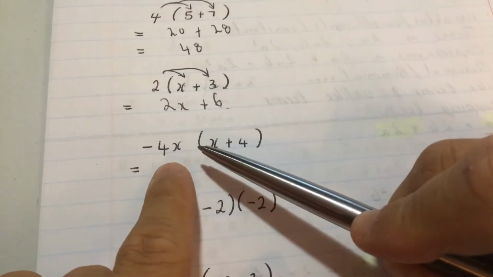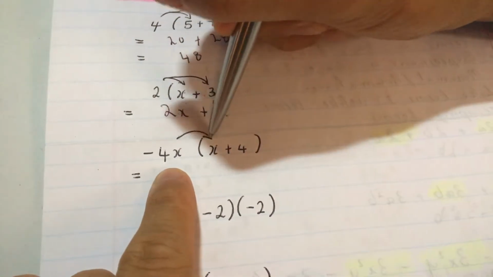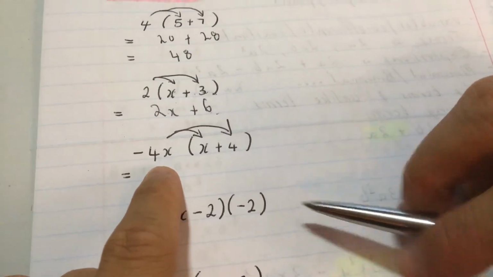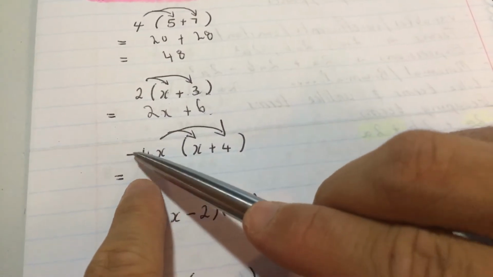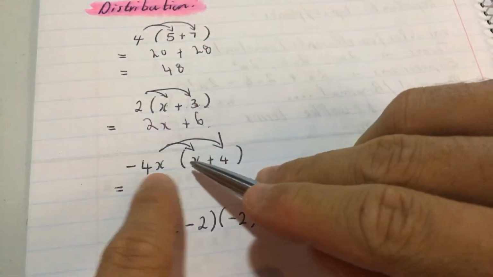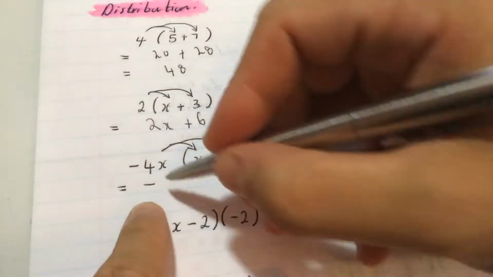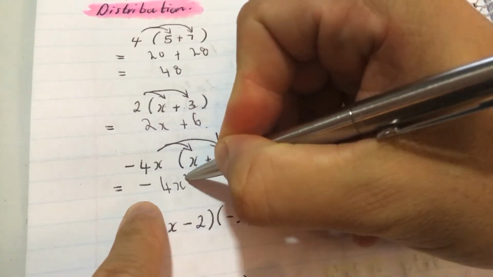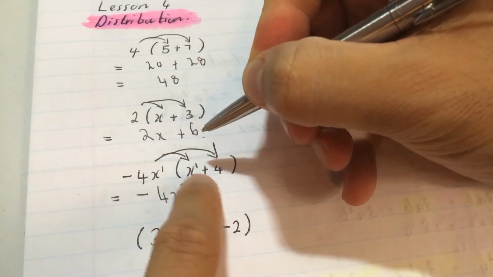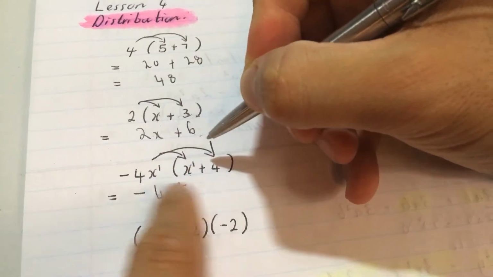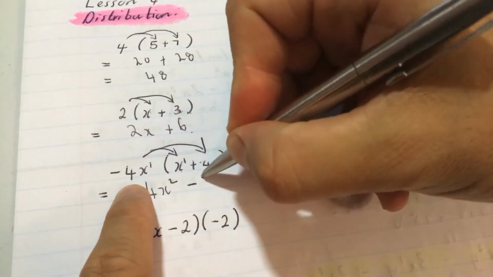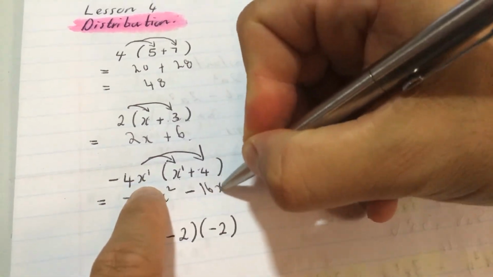I'm distributing. Remember I told you about those arrows? Always draw those arrows for now. In grade 9 you won't have to draw those arrows because you'll know what to do. Don't forget the sign. A negative and a positive times a positive will give me a negative. And what's 4x times x? It gives me 4x squared. Remember, exponents: you add the two powers together. And then what is negative 4 times positive 4? Negative 16, and don't forget the x.